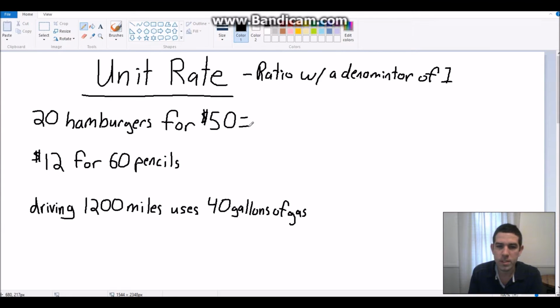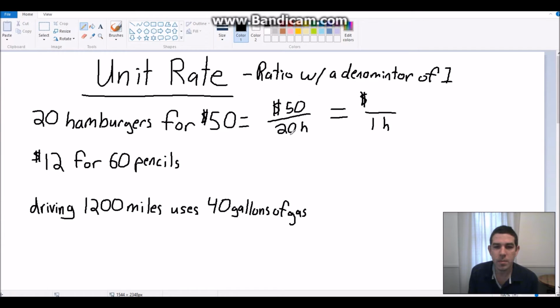Well, the first thing we're going to want to do is set this up as a ratio. Now, which one should be on the top and which one should be the bottom? We always want to put the money on the top, as the numerator. And we'll put the 20, I'm going to put H for hamburgers, on the bottom as the denominator. Now, can we figure out how much one hamburger costs? If we used our method of cross multiplying, we would do 50 times 1, 50, and divide by 20. Well, we can skip that step for unit rate and just go right to 50 divided by 20. That's the only step. Top number divided by bottom.